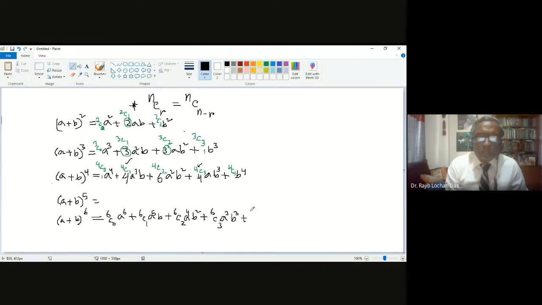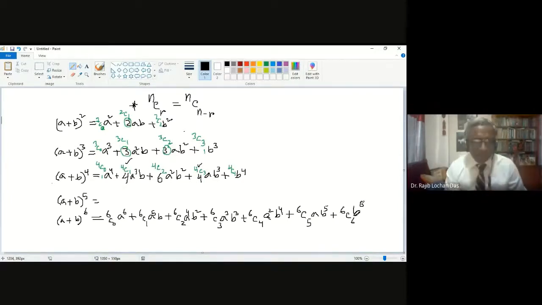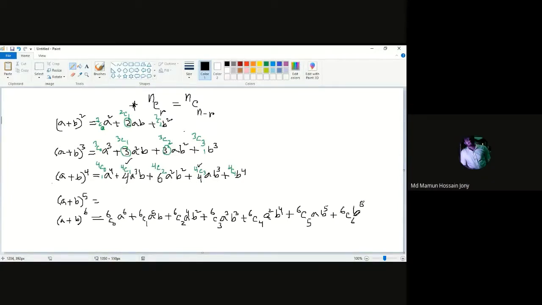And then 6C4, so it will be a square and b to the power 4. The next number is 6C5, it will be a and b to the power 5. And the last number is 6C6, and it will be b to the power 6. So that will be the expression, isn't it? Now you know the numbers.